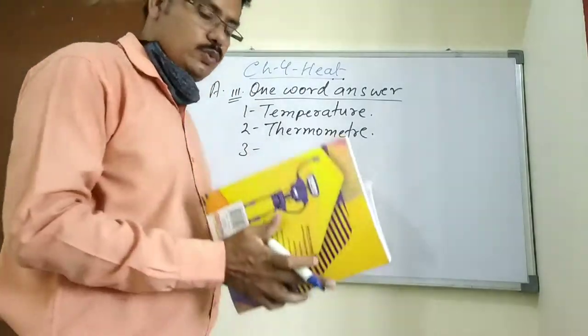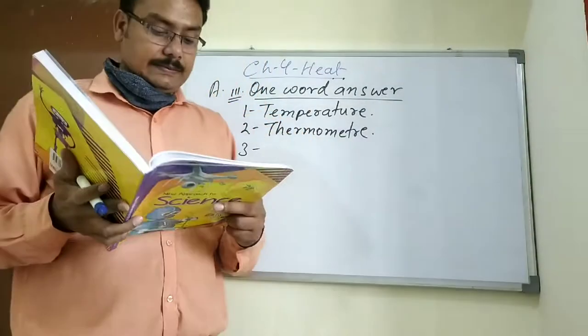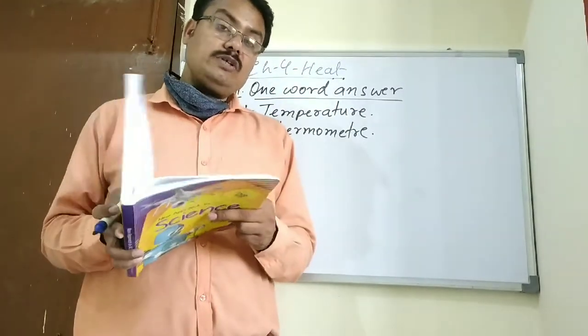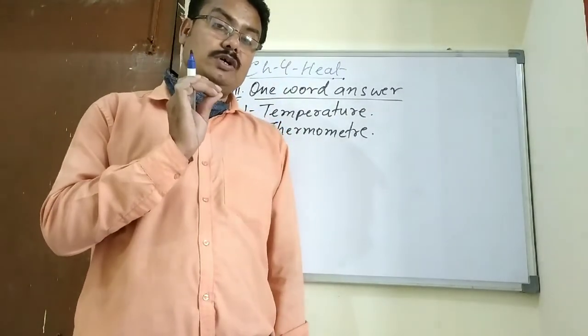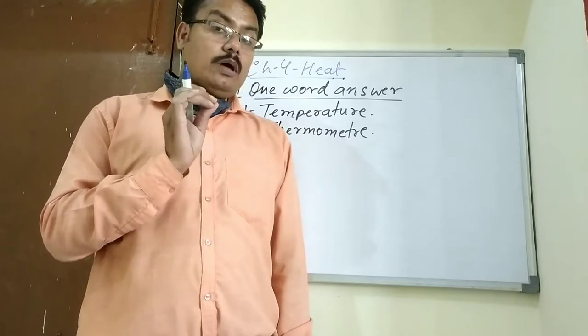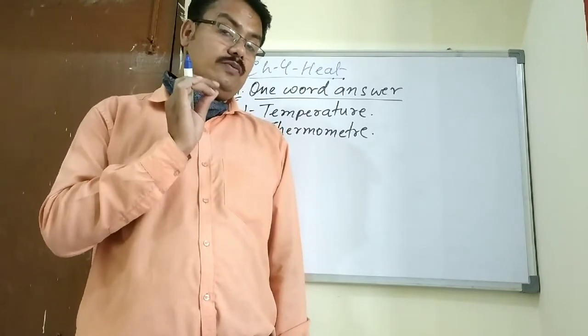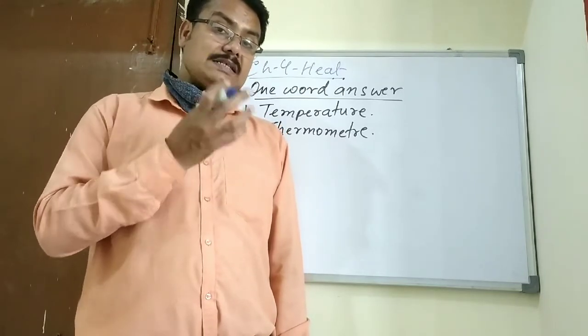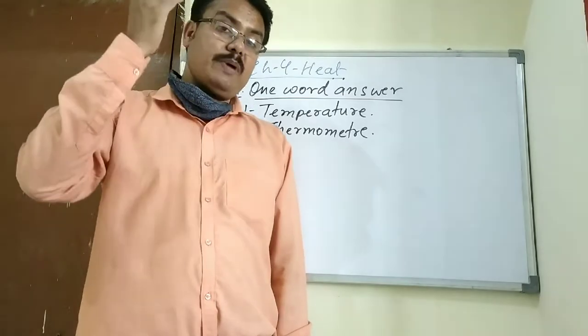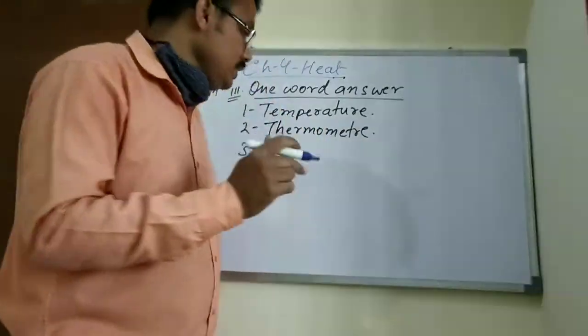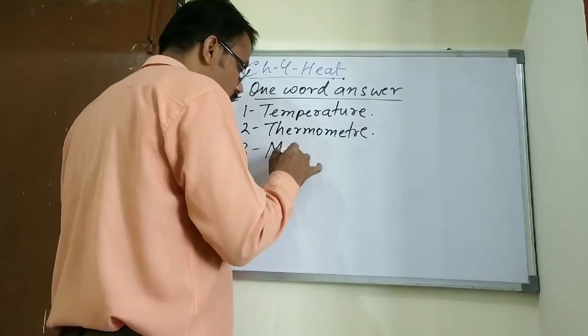What is the third question, student? Metal used in thermometer. What type of metal is used in a thermometer? I have already told you, mercury is a metal which is used, it is in liquid form. As it gets heated, it starts expanding. So student, mercury is the answer here.